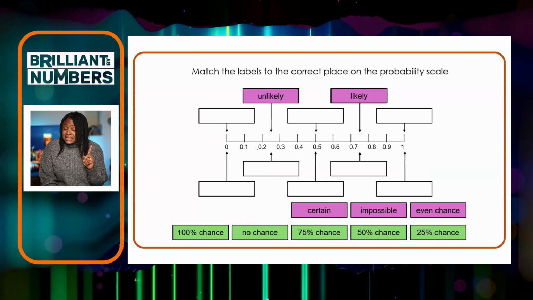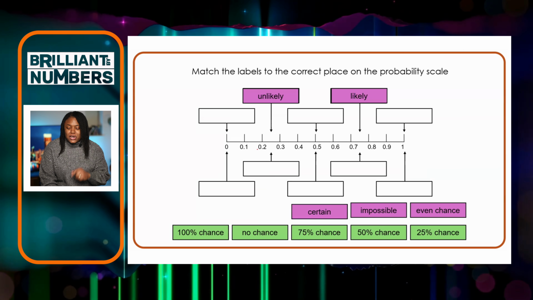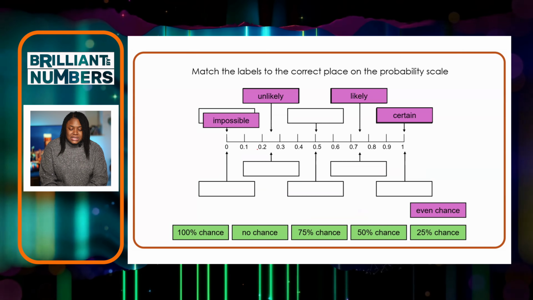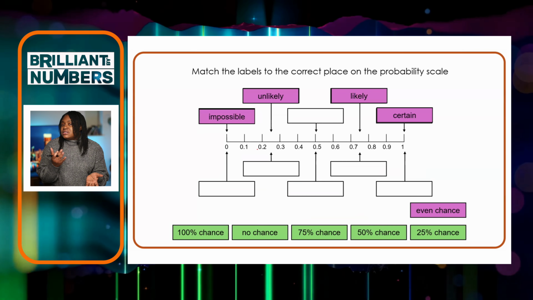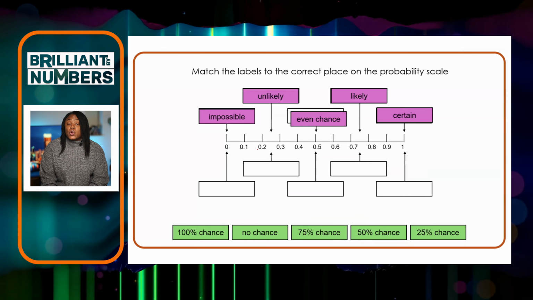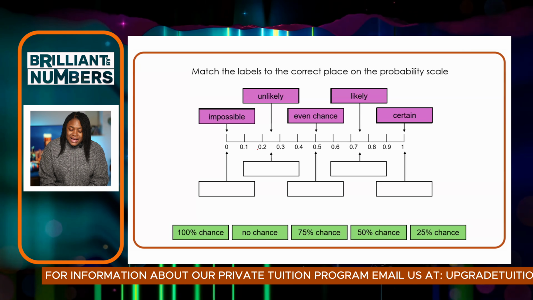Then we've got certain, and we know if it's certain, the probability has to be 1. So that goes at 1. Then we've got impossible. Impossible to happen, we know it's 0. So that one goes at 0. And then even chance, another way to say that is 50-50, that goes at 50% or 0.5. Beautiful.